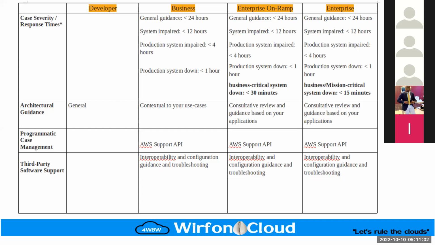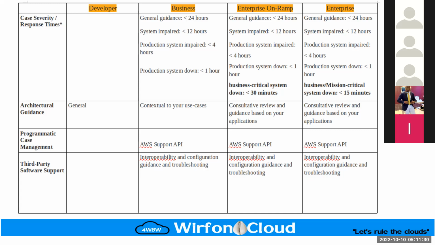On the enterprise On-Ramp, we have general guidance, less than 24 hours. We also have system impaired, less than 12 hours. We have production system impaired, less than 4 hours. And we also have production system down, less than 1 hour. And then there is business critical system down, which is less than 30 minutes.